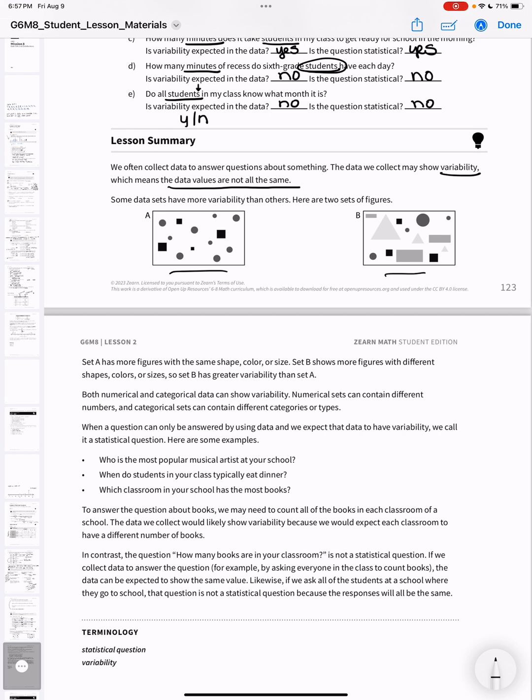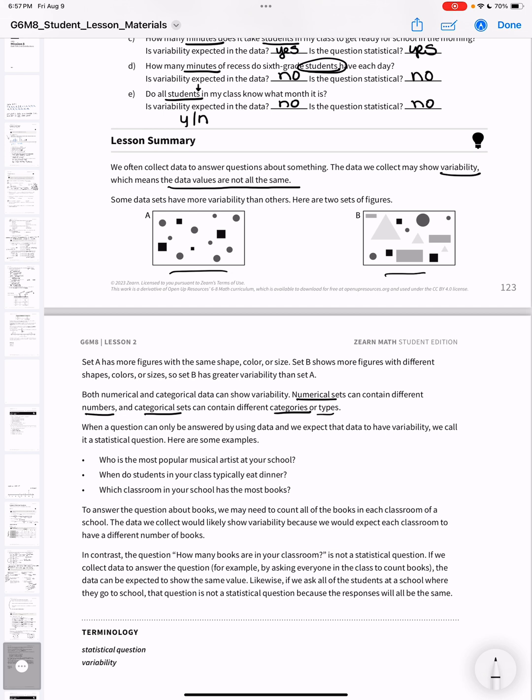Both numerical and categorical data can show variability. Numerical sets can contain different numbers, and categorical sets can contain different categories or types. Again, numerical is numbers, categorical is categories or types.